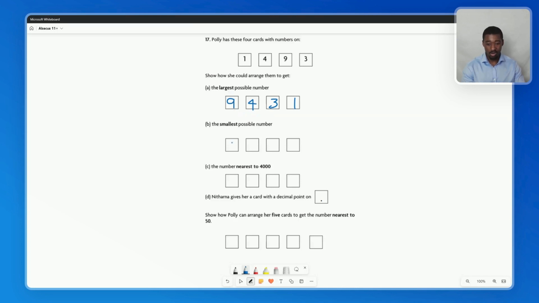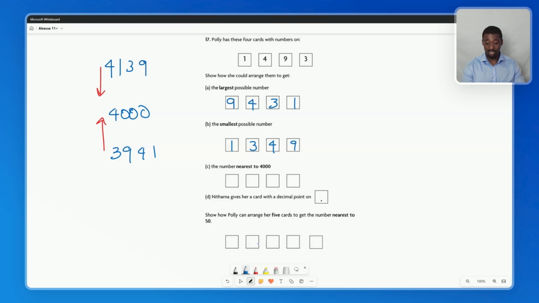Smallest, we want the opposite. We want 1,000. We want 349. The number nearest to 4,000, well, let's think about this. We're either going to have a number starting with 3 and then 9 and then 41, if we have 4,000 here, we can try and approach it from the bottom, or we can try and approach it from the top and start with a number that begins with 4 and then minimize everything else. So 4139.